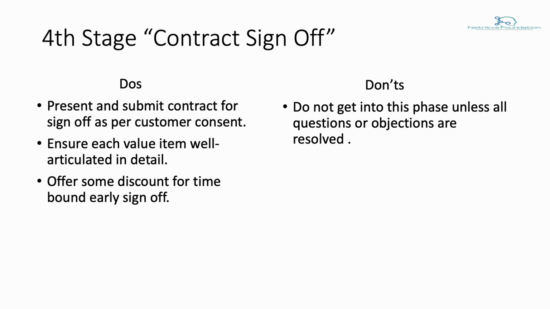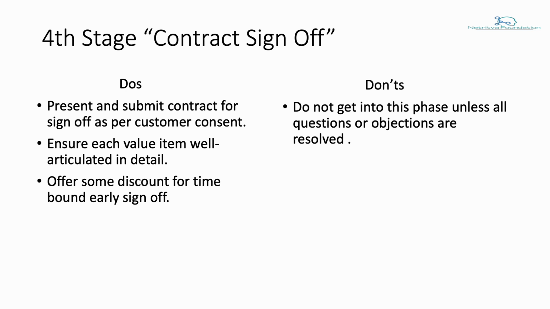As part of your contract, you should offer some discount for your customer to have their time-bound signature. What I mean is, in your contract, you should give some kind of discount to your customer that if they sign this contract maybe in a week or 10 days, you will be giving them this much of discount. This makes the customer take the decision on your contract as soon as possible.